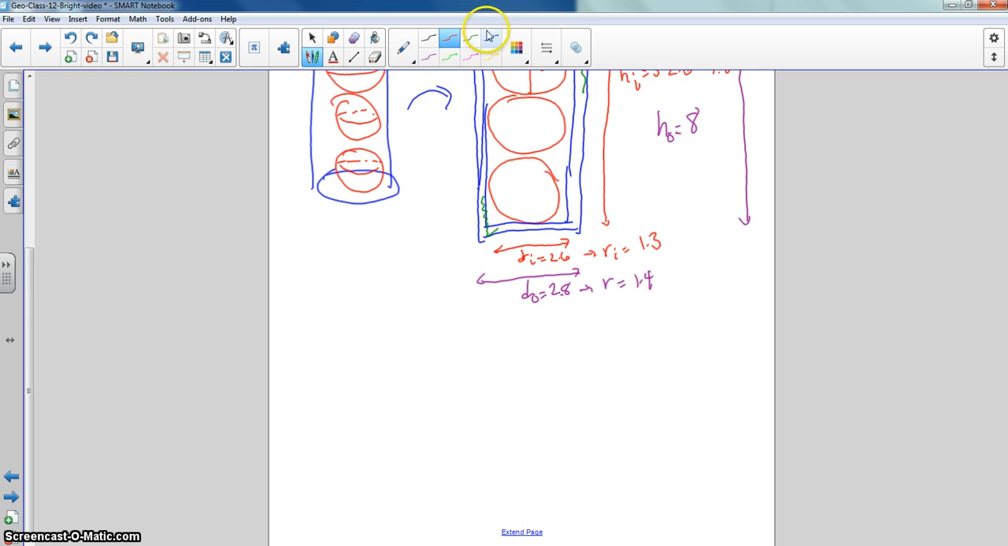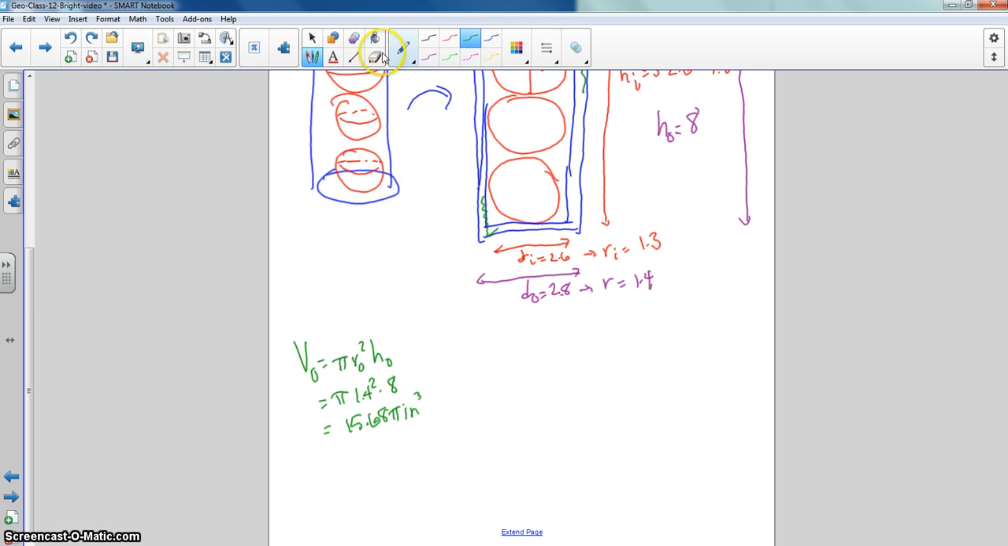If I want to determine the volume for the outside, that's still a cylinder, so I need to use the volume of a cylinder, which is pi r squared h. For the outside, I'm using the outside radius and the outside height, so this is going to be pi times the radius, which we said was 1.4, squared, times the height of the outside, which is 8. Doing this out mathematically, I got 15.68 pi inches cubed.